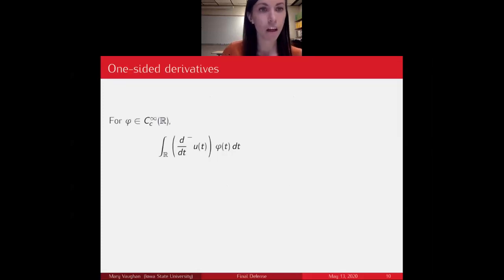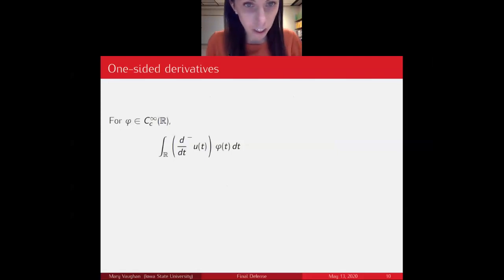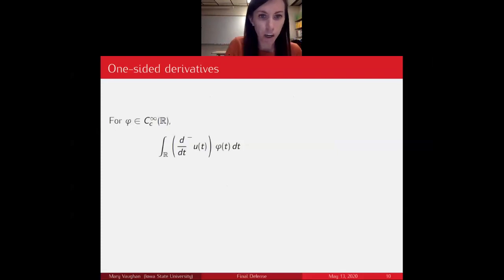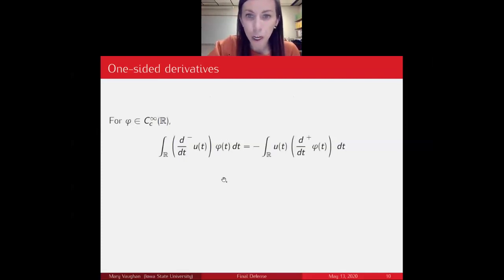Okay. So let's take a function phi that's smooth with compact support, and we're going to define the left and right derivatives. These are classical derivatives in terms of the one-sided limits of the difference quotient. And so if we integrate the left derivative of u against a test function, you can show pretty easily that this is equal to negative u integrating against the right-sided derivative of phi.